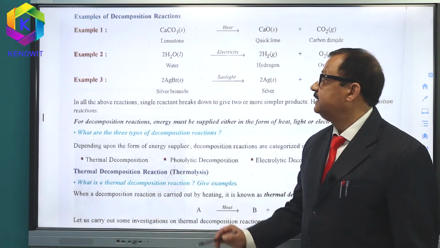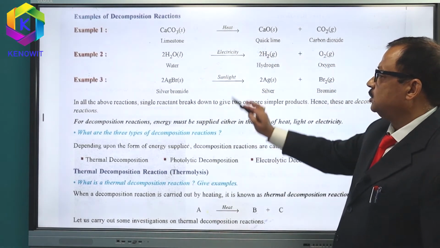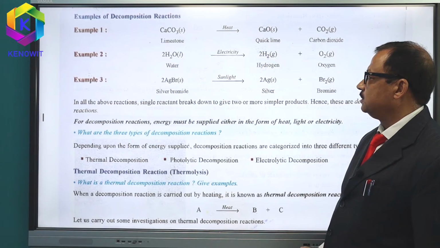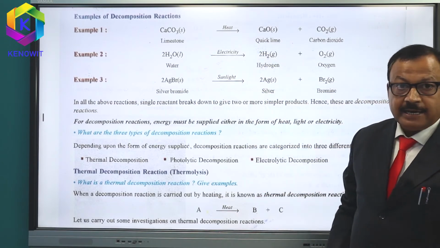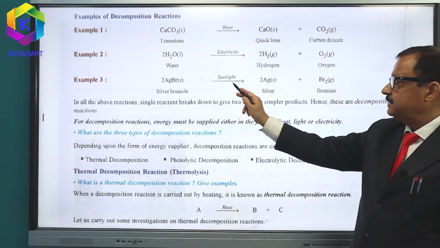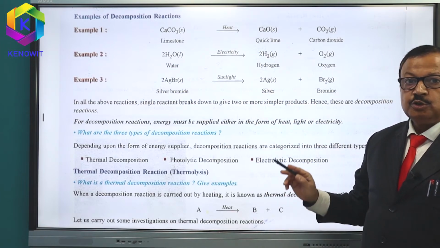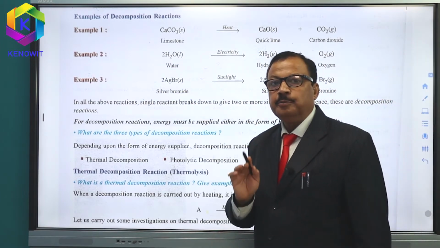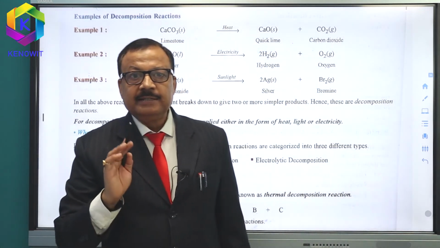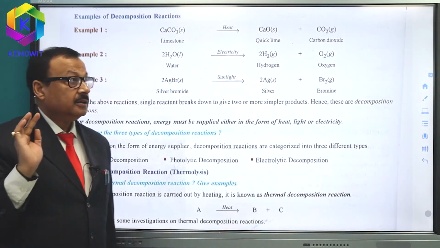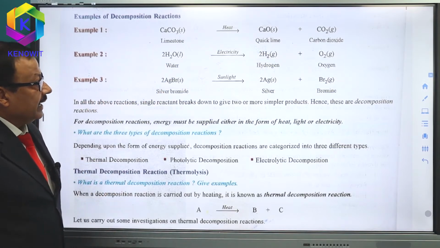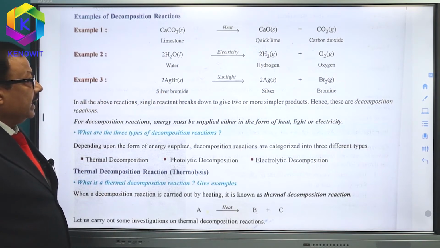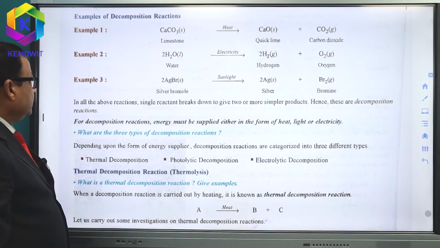In the first case, heat energy is used, so this is known as thermal decomposition. Electricity is used, so this is known as electrolytic decomposition. And in this case, sunlight is used, so this is known as photochemical decomposition. So decomposition reaction is divided in three parts: number one, thermal decomposition, electrolytic decomposition, and photochemical decomposition.